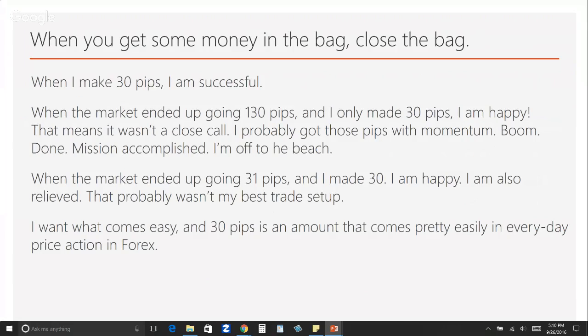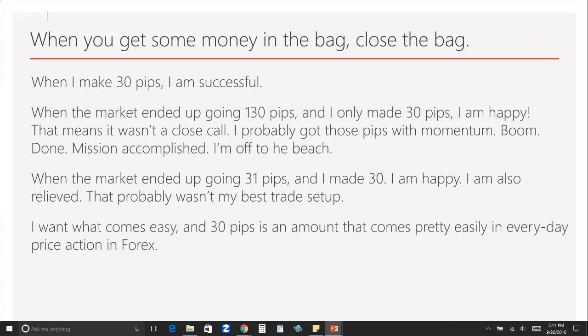When I make 30 pips, I am successful. When the market ended up going 130 pips and I only made 30, I'm happy. It means it wasn't a close call. I probably got those pips with momentum. Boom, done. In, out, got my goal, mission accomplished, I'm out the door, right? So that's kind of what I want to suggest that you should feel when you take profit and the market keeps on going without you.